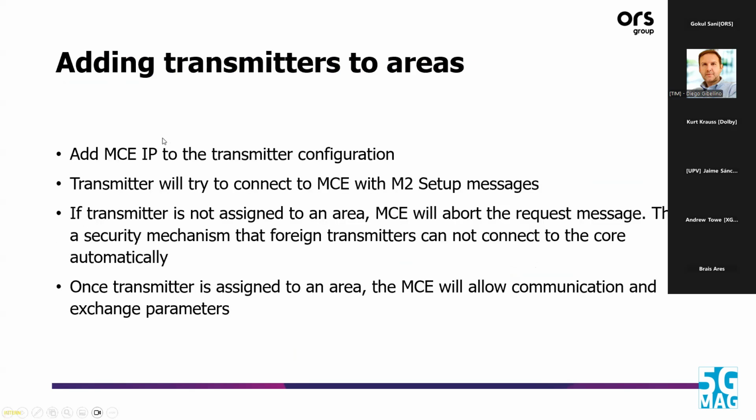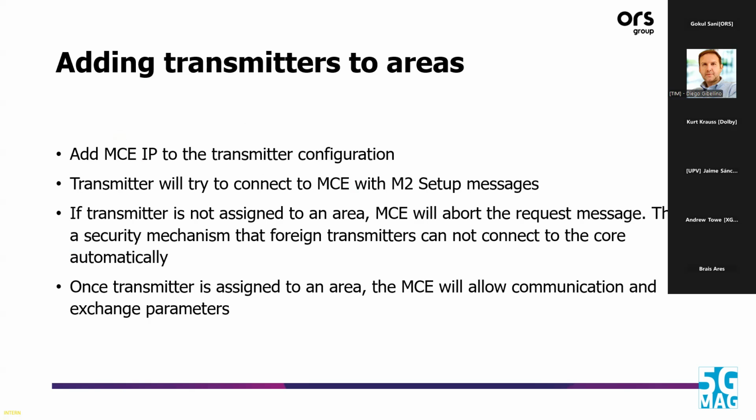And then the third thing we tried to think about is how to add transmitters to areas. We came up with a solution: typically, if you have a new transmitter, you set it up and you need to tell the transmitter the IP of the MCE. So we add the MCE IP to the transmitter, and then the transmitter uses the M2 protocol typically to connect to the MCE with M2 setup messages.